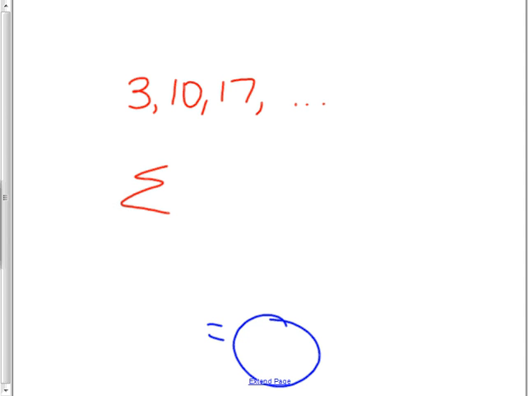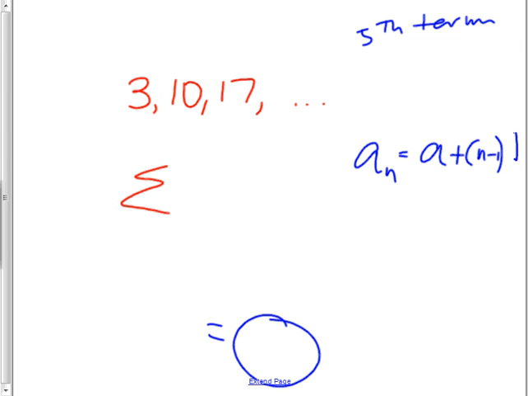All right, so you're supposed to find the 5th term. And then you're supposed to know how to add up all those 5 terms. To find the 5th term, of course, you can just add 7 each time. That's really not too tough. Or you can use this formula. The nth term, which would be in this case the 5th term, would be a, which is our starting one, plus n minus 1 times d.